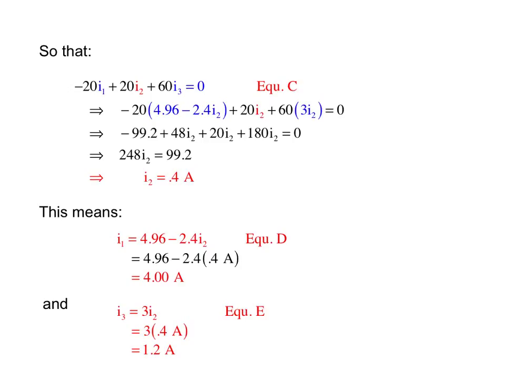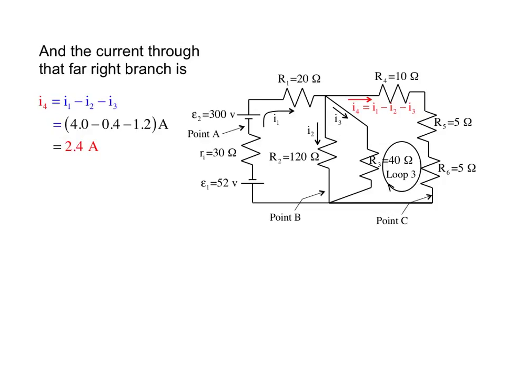What that means, going back to equation D, is that apparently I1 is 4 amps, which is fortunate because if you remember the seat of the pants problem, I1 was 4 amps. And I3 turns out to be 1.2 amps. We can additionally tell that I4 is going to end up equaling 2.4 amps.